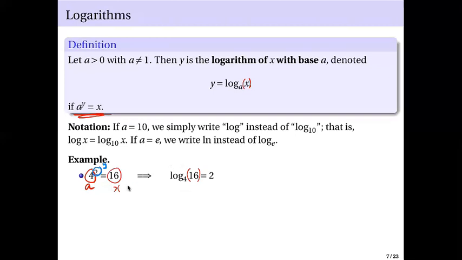So this example here helps us convert an exponential expression into logarithms. So 4 squared equals 16. That's the same as the logarithm of 16 base 4 equals 2.